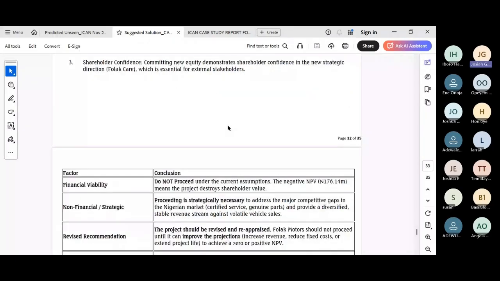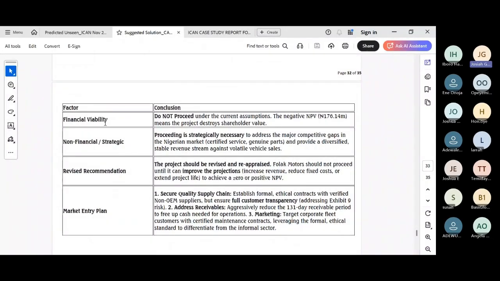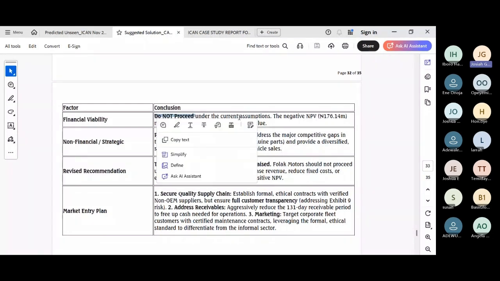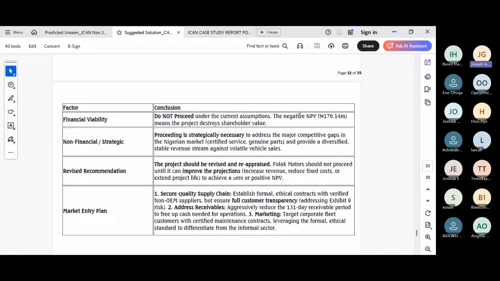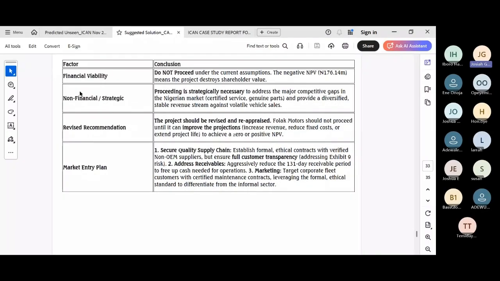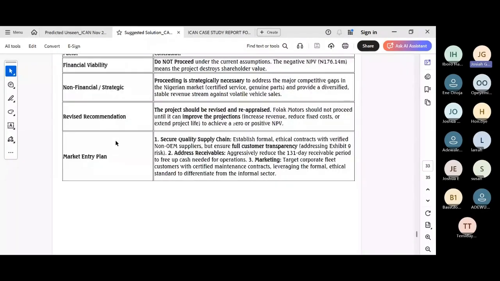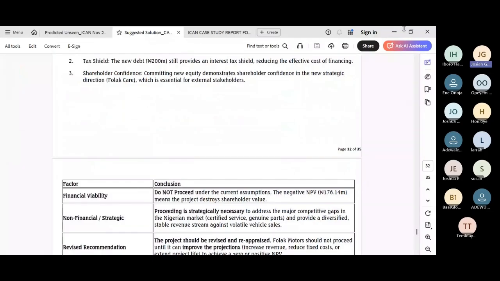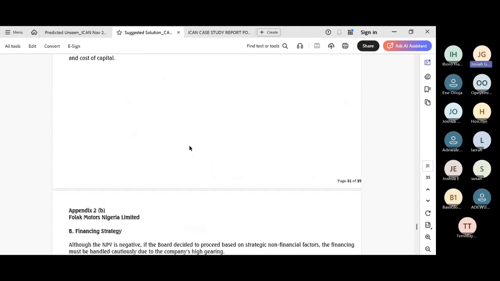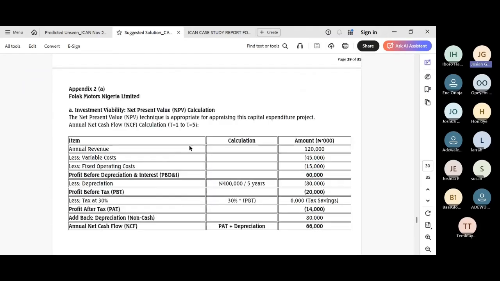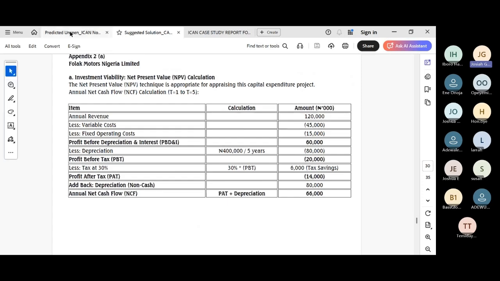Then we also said the factors and the conclusion, based on financial and non-financial. If we are looking at the financial viability, we cannot proceed because it's a negative present value. But if it's non-financial factors, they could proceed strategically to address some of the issues in the market. I just provided this in the table for us to read so that you can have a lot to talk about and share some thoughts if the unseen question comes in this direction. Having spoken to these calculations, I believe it is clear and succinct enough for us to navigate through. Let's go and speak to the numbers now.